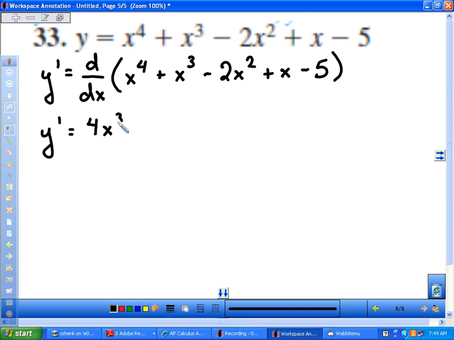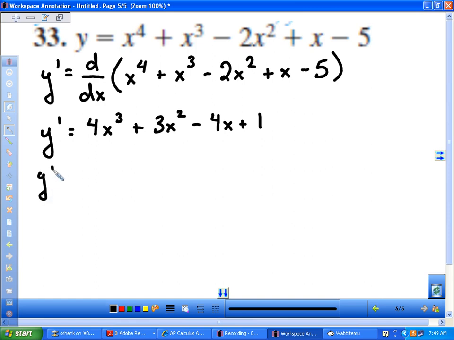4x to the 3rd. Plus, what's the derivative of x cubed? 3x squared. Minus, what's going to be the derivative of 2x squared? Minus 4x. Plus, what's going to be the derivative of x? 1. What's the derivative of a constant? 0. So there's our first derivative. Y prime is 4x cubed plus 3x squared minus 4x plus 1.